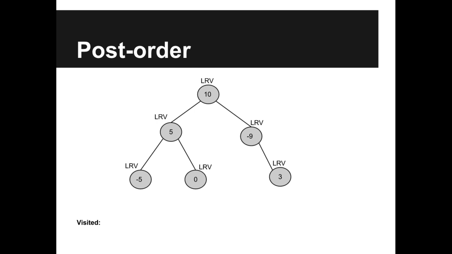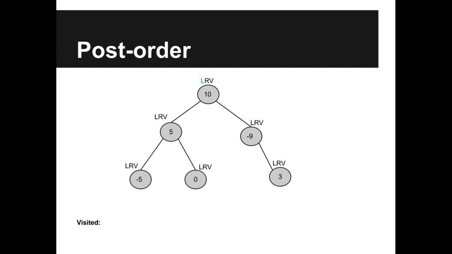Now, the first thing that we do, we start from the root of the tree to visit the nodes. So when we look at node 10, we see that LRV is not highlighted. So the first thing that we see is going to be the letter L. So we're going to go to the left of node 10. To the left of node 10 is the subtree with the root 5. So we're going to go to the left subtree of 10.